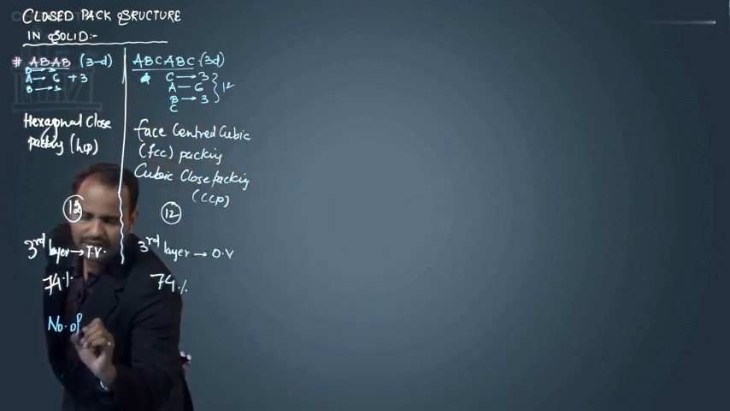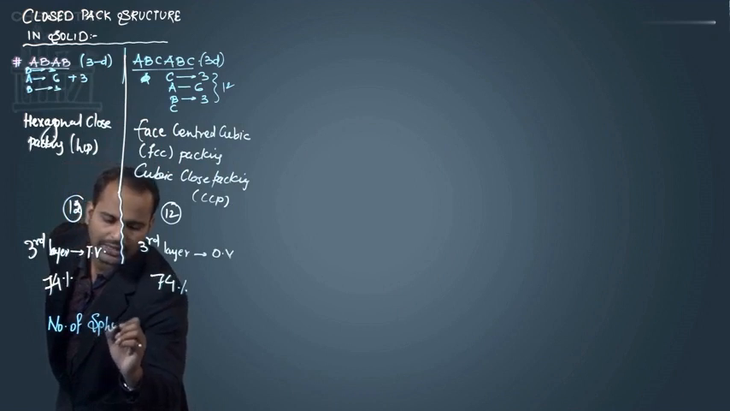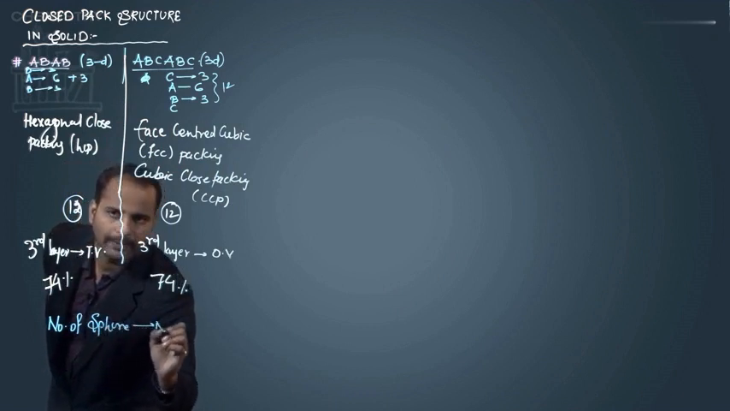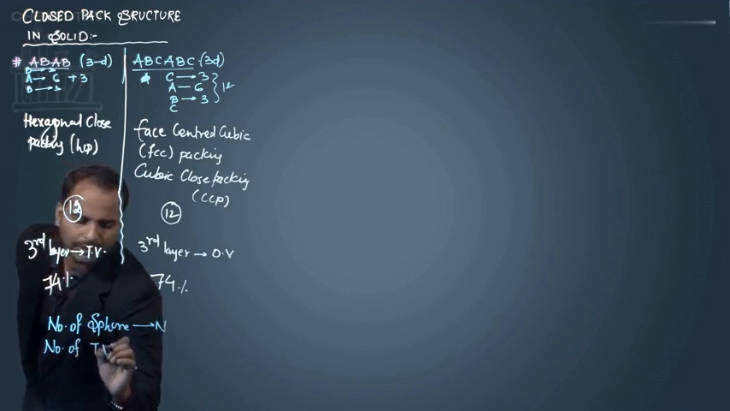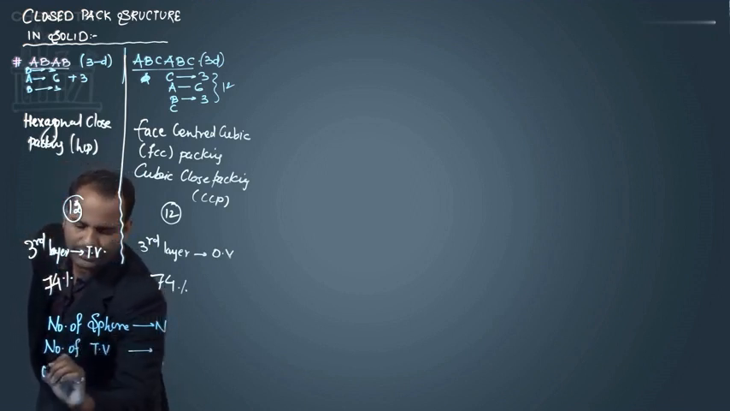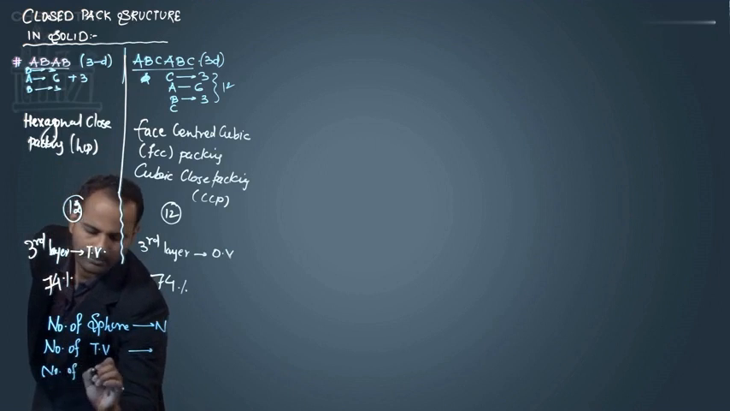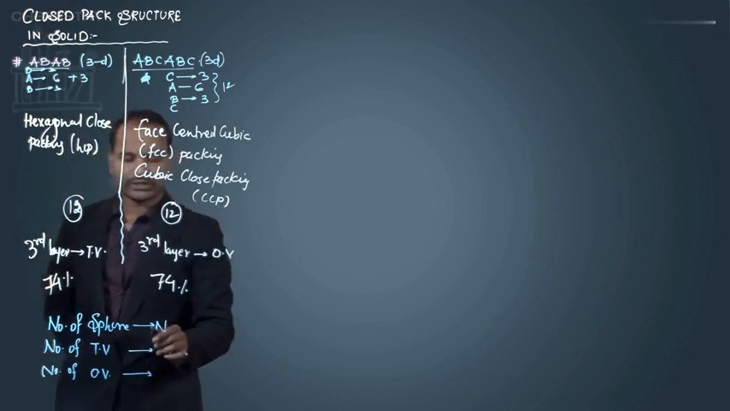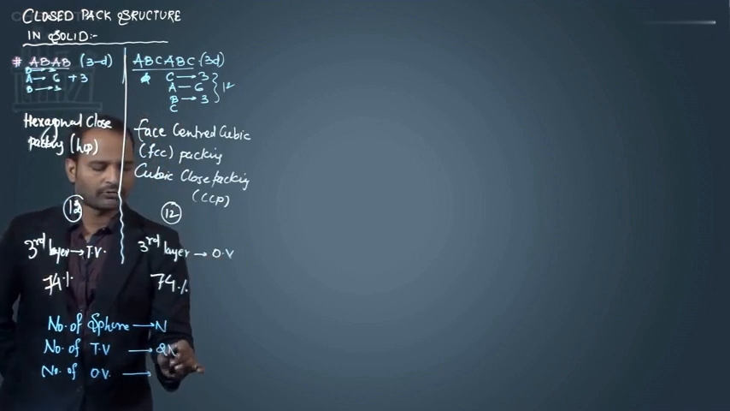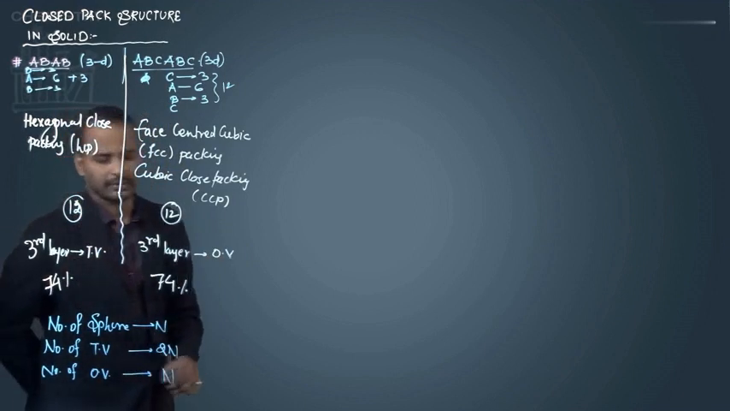how many spheres are there which are forming a packing? I said n number of spheres. Then I can say that the number of tetrahedral voids and the number of octahedral voids have a relation between them. The number of tetrahedral voids is going to be 2n and the number of octahedral voids is going to be n.